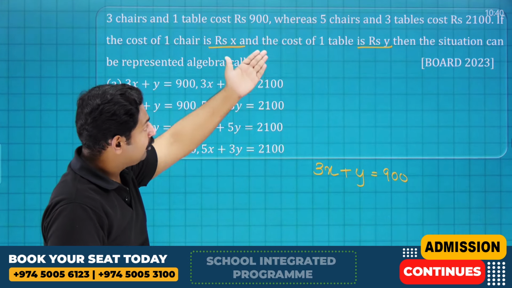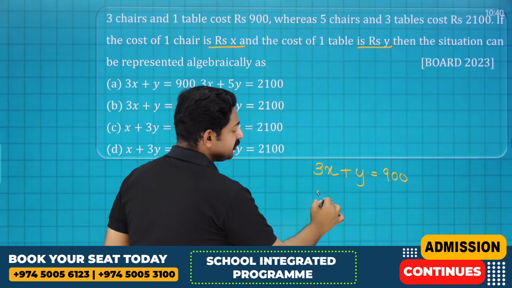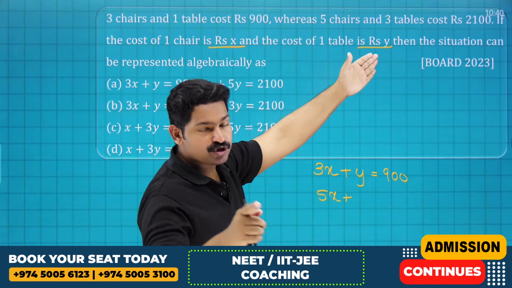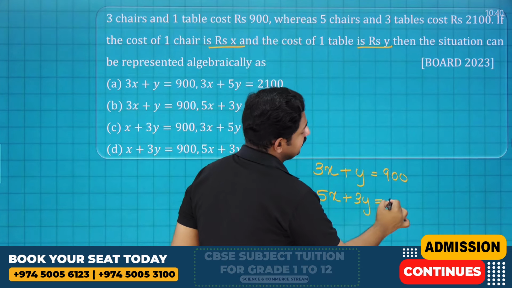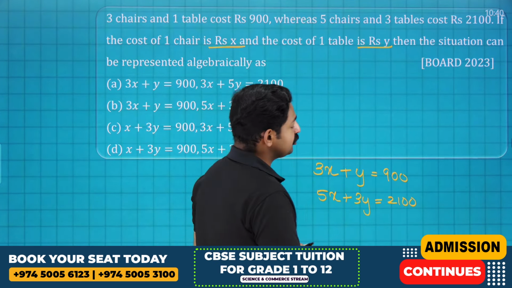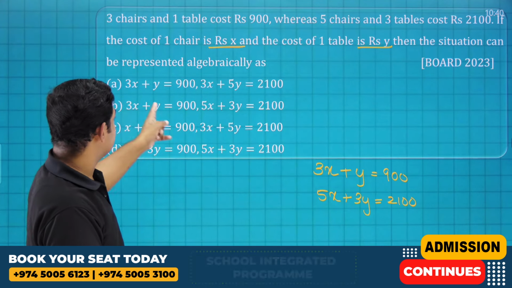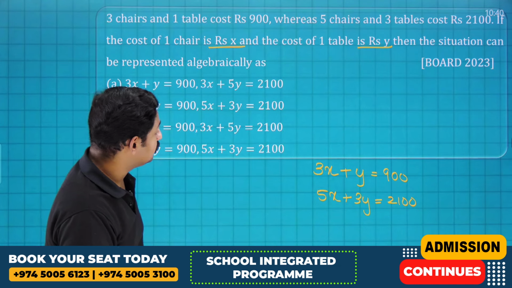And then it is given that 5 chairs, so 5 chairs means the cost is 5x, plus 3 tables. The cost of one table is y, so 3 tables means 3y. So 5x plus 3y is equal to, the total amount is 2100. Now which is the equation? 3x plus y is equal to 900. 5x plus 3y is equal to 2100.